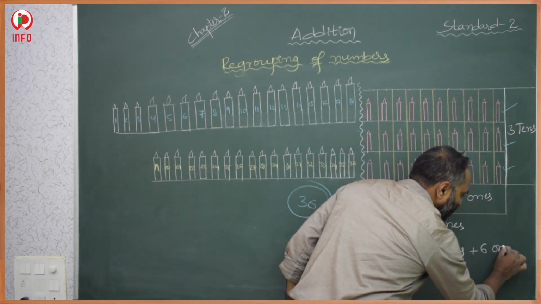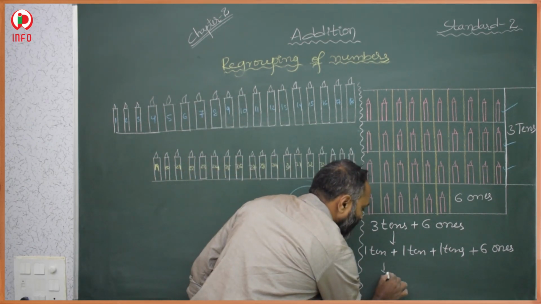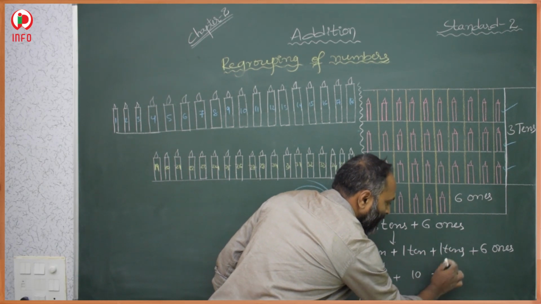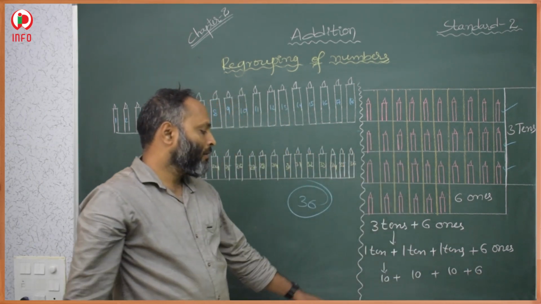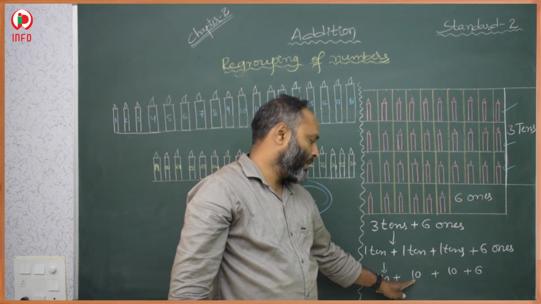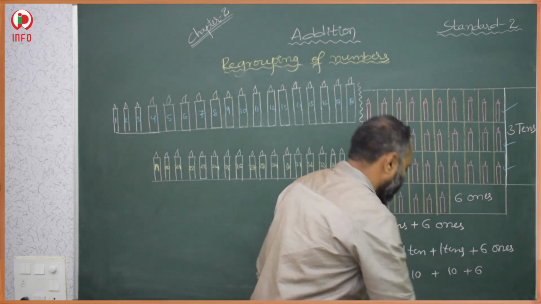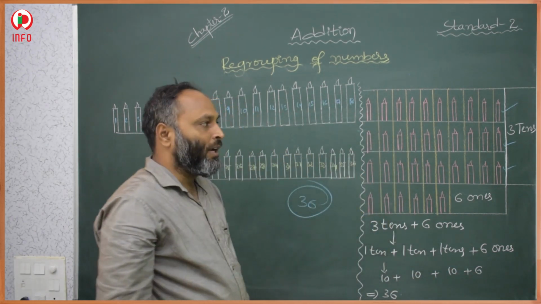6 ones. Each ten is nothing but 10, and plus 6. 10 plus 10, 20, plus 10, 30, plus 6. That is 36. In this way we have to arrange.